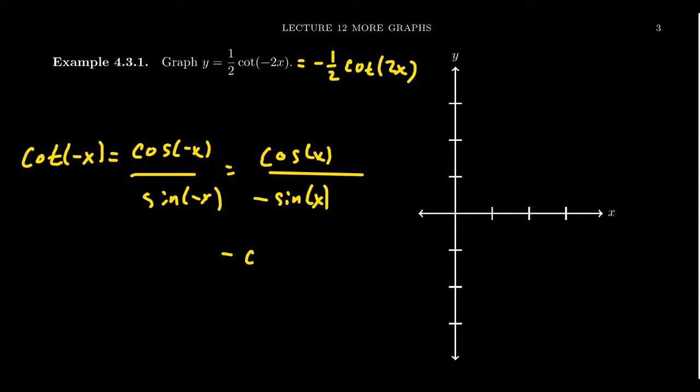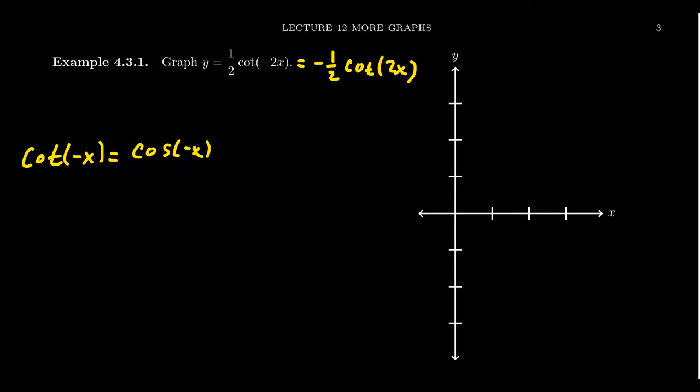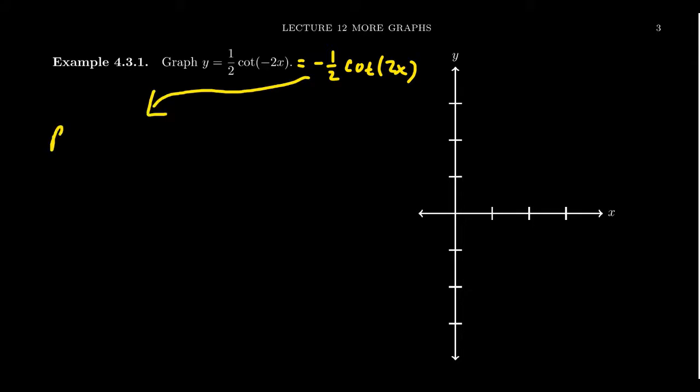So cotangent is an odd function. We're going to deal with that. And if you can't remember that, just remember the symmetry of sine and cosine. You're going to be fine with all these other ones as well. So, okay, what's going on here then? We have this negative sign. This negative sign suggests to us there's going to be a reflection across the x-axis.